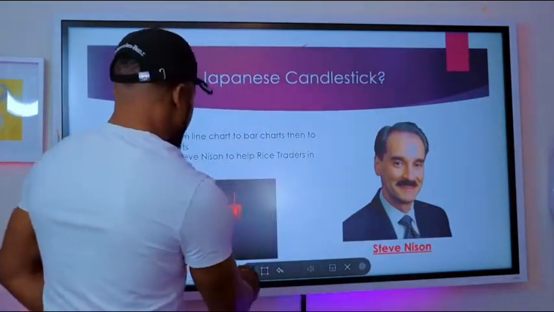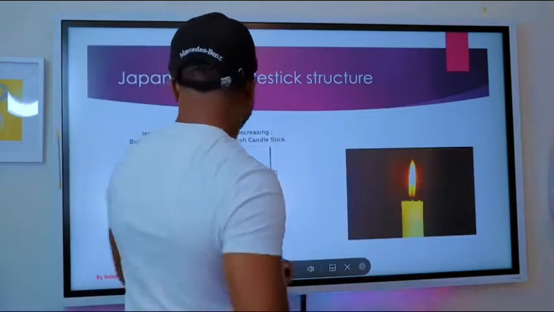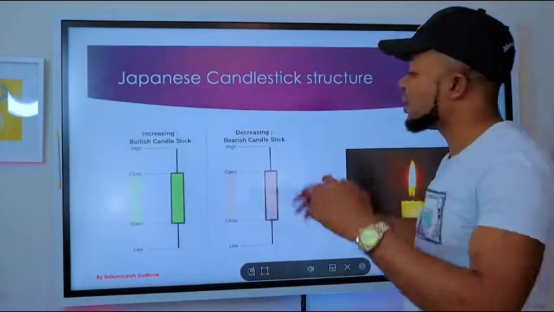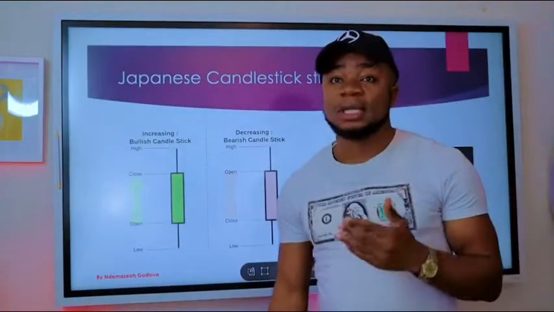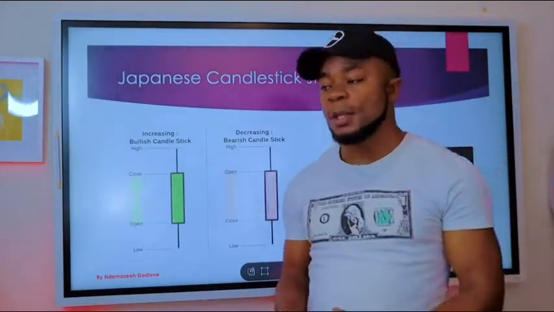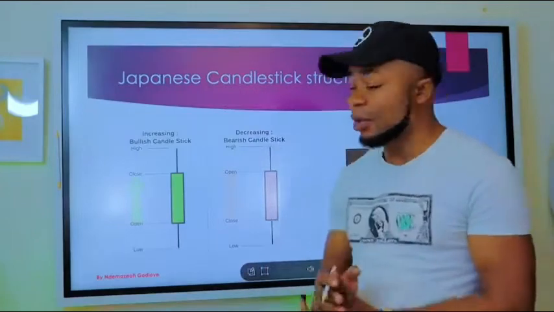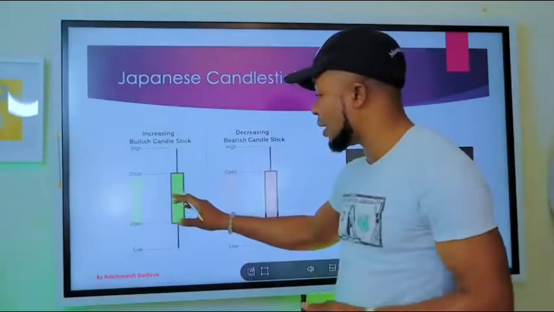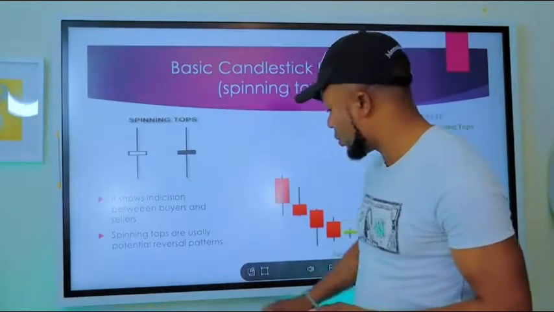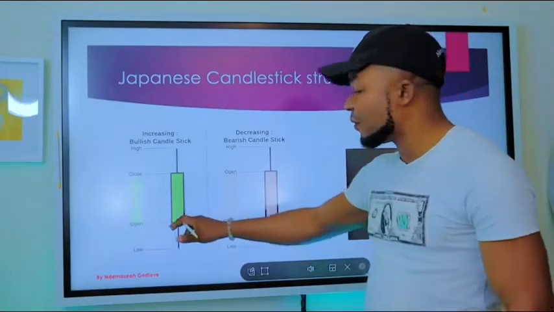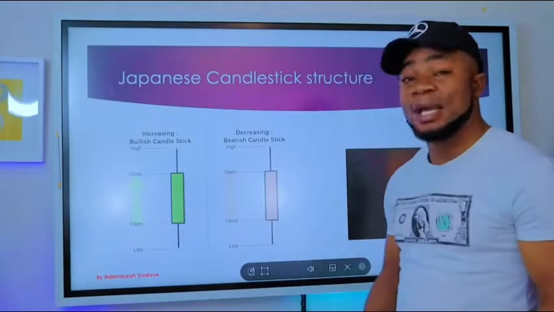With that being said, let's go to the Japanese candlestick structure. You can still call it the structure or the anatomy of a Japanese candlestick. The anatomy, how is it made up? Here we have a bullish candlestick, and here we have a bearish candlestick.